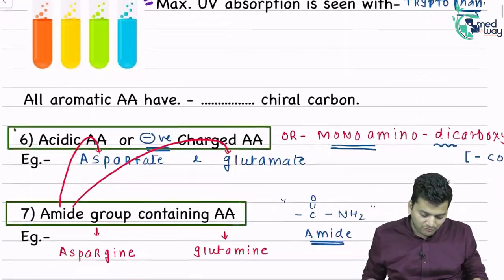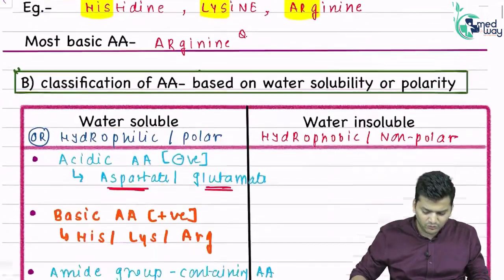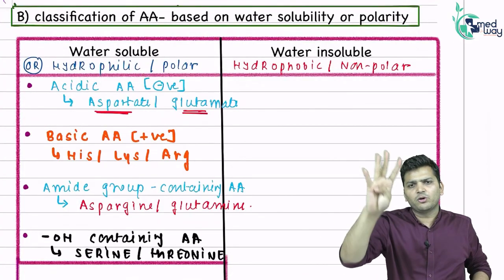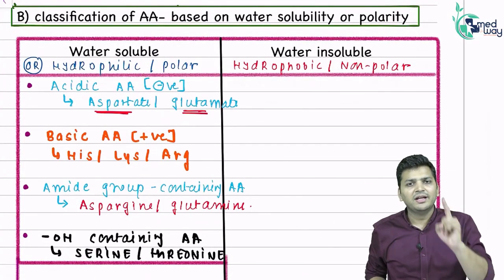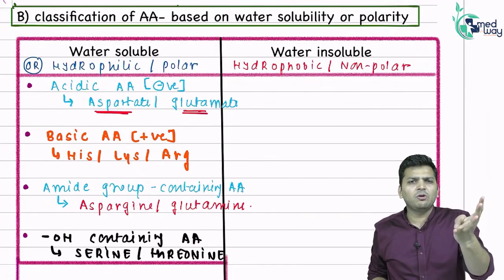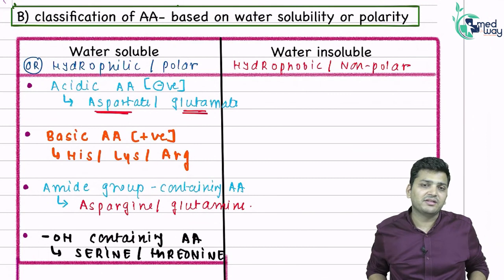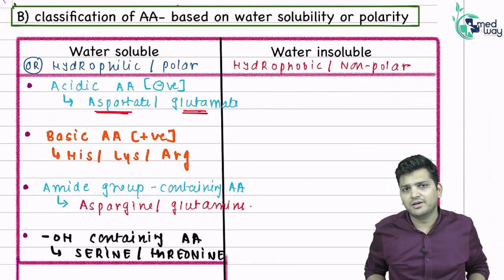Okay. So now answer me one question without looking here. Can you tell me the four categories which are water soluble? Acid, base, amide, alcohol. Right? It's so easy to remember. These four categories of amino acids are water soluble, or polar amino acids.